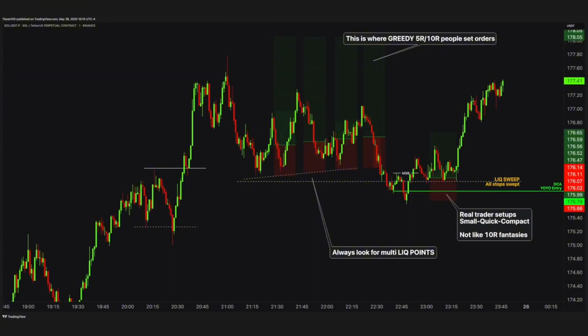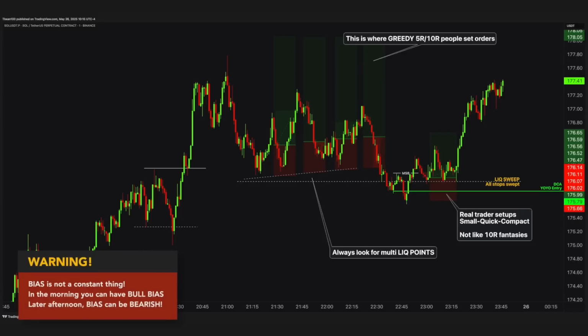This is how you trade. Small, quick, and compact setups. Because markets are really cruel, especially in 2025. Conditions can change any second. Your morning bullish bias can turn into a bearish bias in a couple of hours.